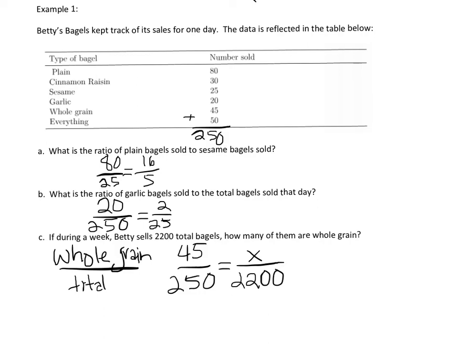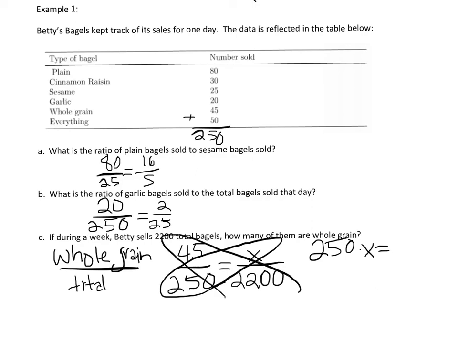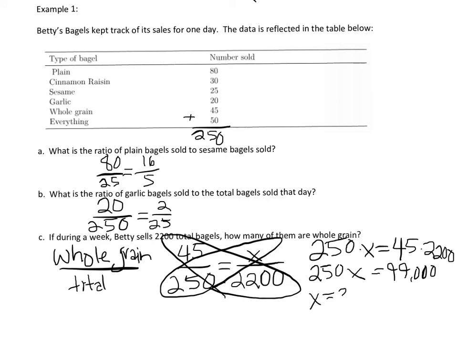And so I use my cross product property and cross multiply. So I have 250 times x is equal to 45 times 2,200. So I take 45 times 2,200, and that equals 99,000. And that still equals 250x. If I divide both sides by 250, I get that x equals 396 whole grain bagels.